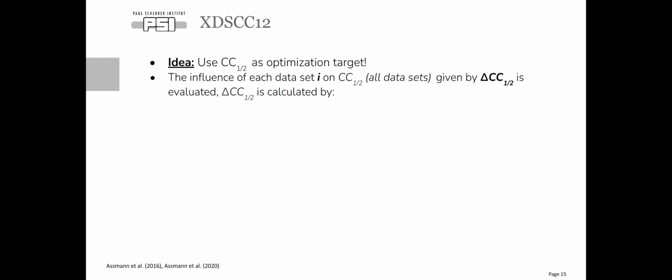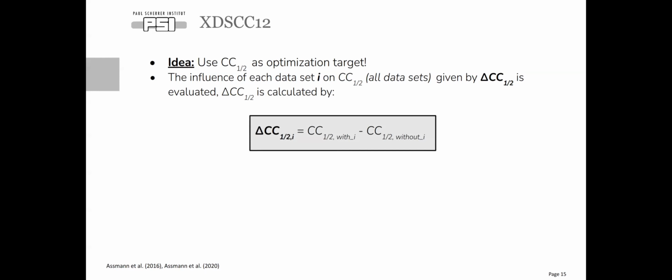For this, I decided to calculate a quantity called delta CC1/2, which tells me the influence of one data set on the overall data set. To put this in a simple formula, delta CC1/2 is calculated as the CC1/2 of all data sets minus the CC1/2 without the one single data set I'm interested in. So if this delta CC1/2 is negative, I want to reject this data set because it's impairing the overall CC1/2. I can iteratively apply this.